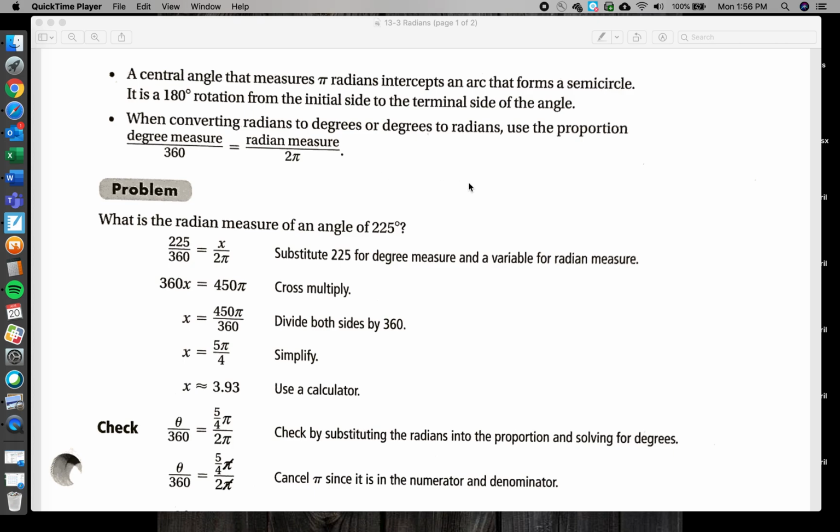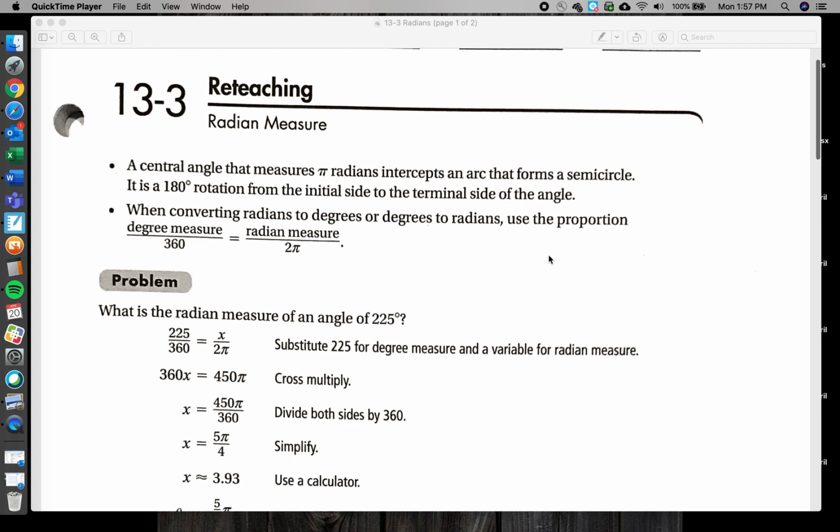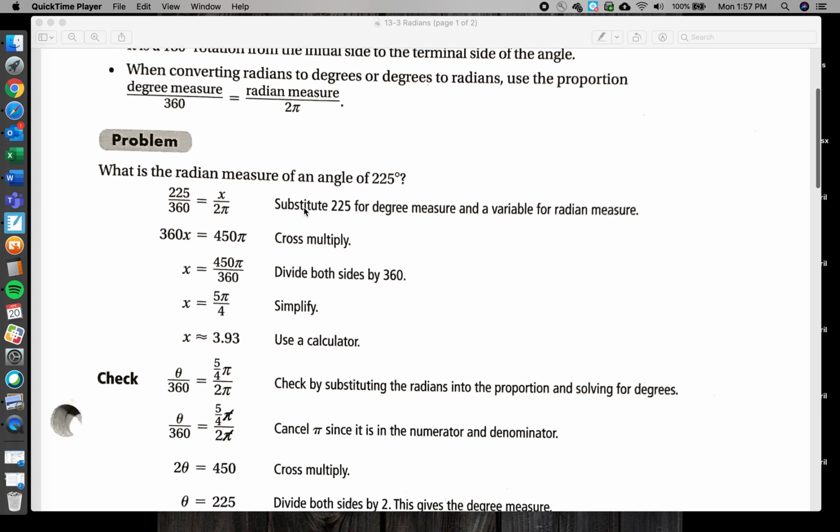I would highly suggest, if you have not yet watched the video link from the unit circle, I would highly suggest you do that, from Monday, I believe it was, and that should help clear some things up as you work your way through this as well.